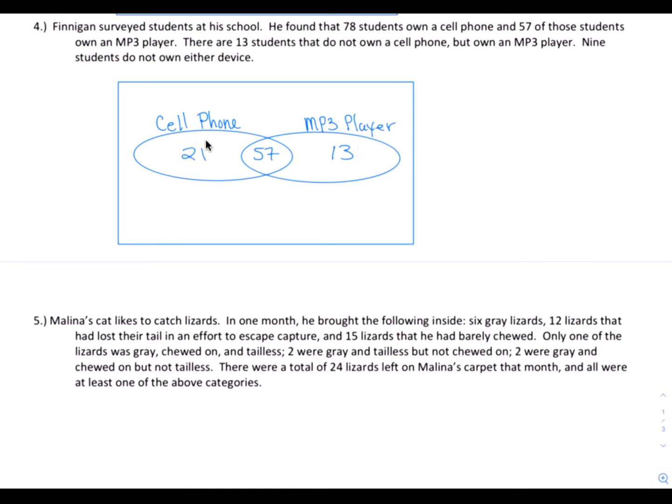We also discover that 21 will go here because there are 78 students owning a cell phone, and 78 minus the 57 would leave you with 21. Or in other words, 21 plus 57 does give you the total 78. That's how many own a cell phone. And finally, it was stated in the last sentence that 9 students do not own either device, so we know 9 will go on the outside. All right, number 4 is done.